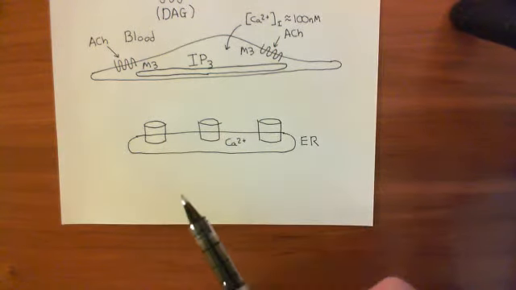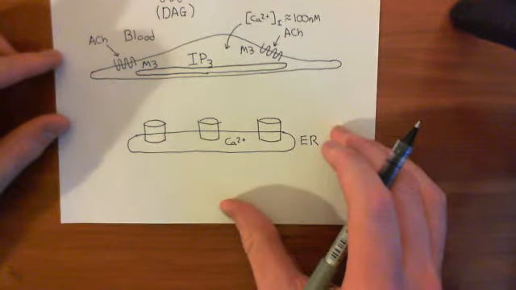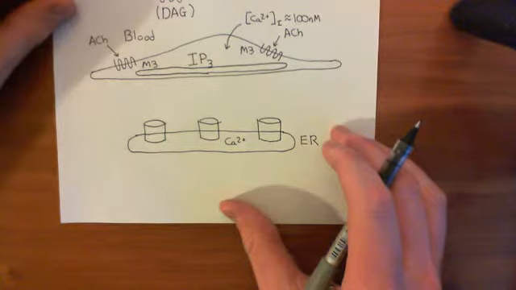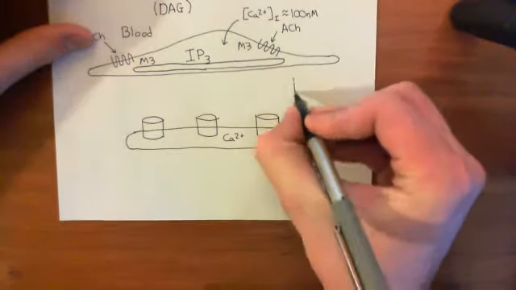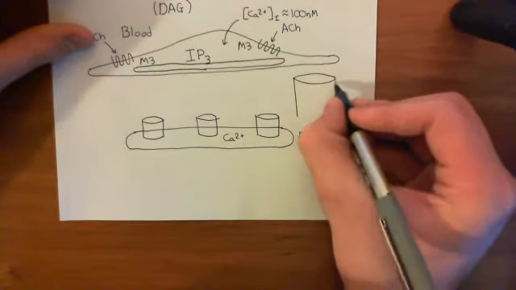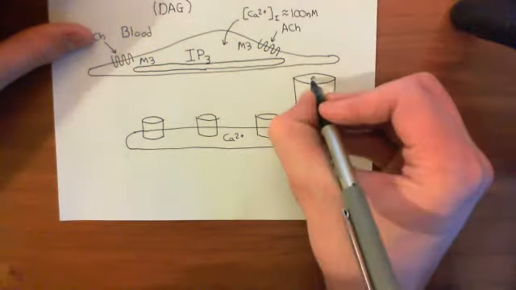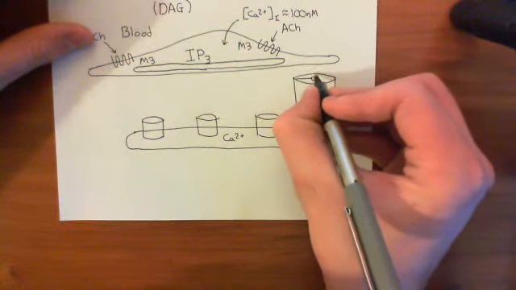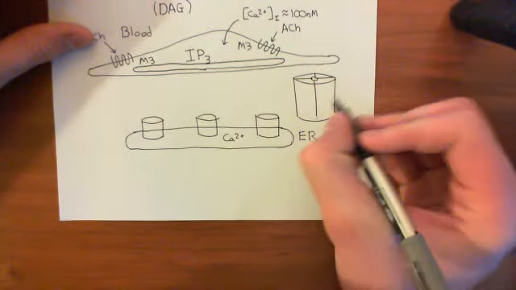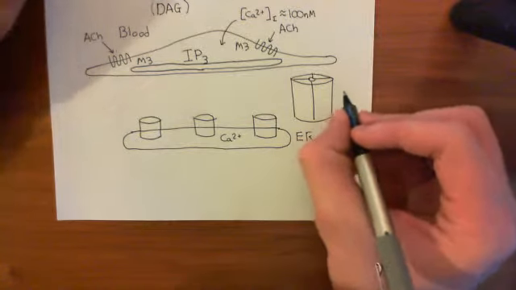Okay, so let's have a look at what IP3 is going to do to the IP3 receptor. And for this, we need to look a little bit more in detail at the structure of the IP3 receptor. So if I draw a big IP3 receptor over here. Basically, the IP3 receptor consists of 4 subunits. It's made of 4 different proteins, and they all come together to make the overall IP3 receptor.